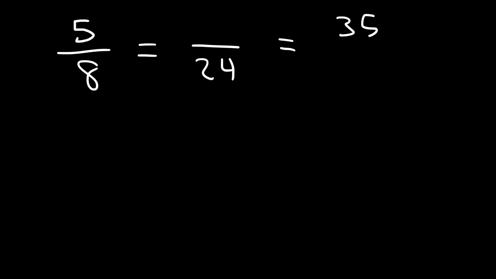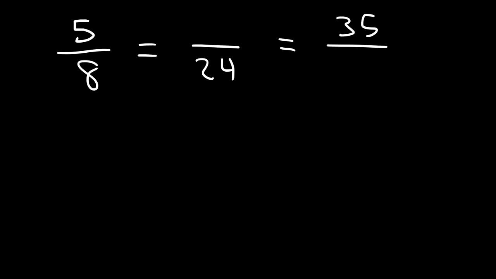So here is a challenge problem for you. Let's say we have 5 over 8 equal to something over 24, which is equal to 35 over something. What are the two missing numbers that will make the three fractions equivalent to each other?